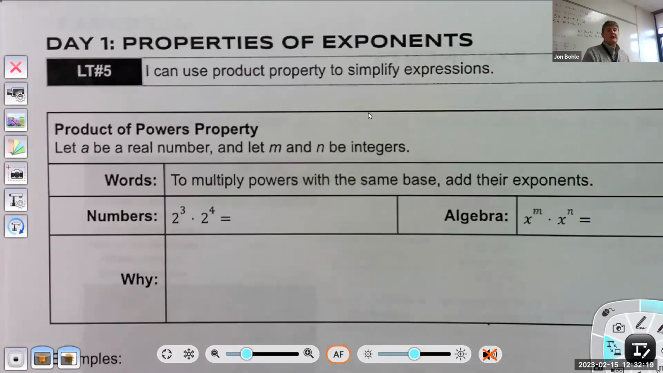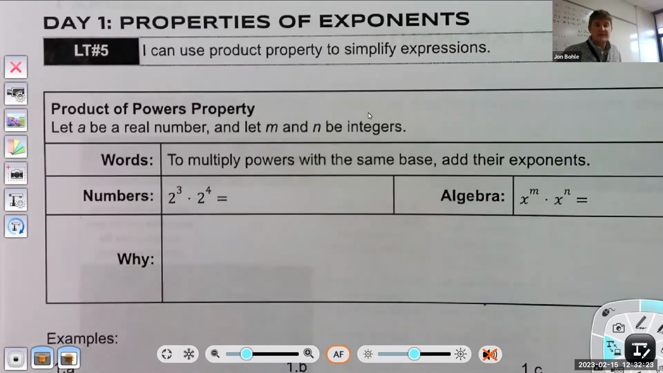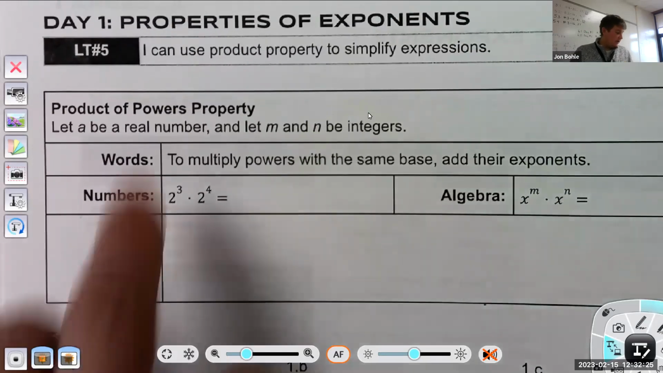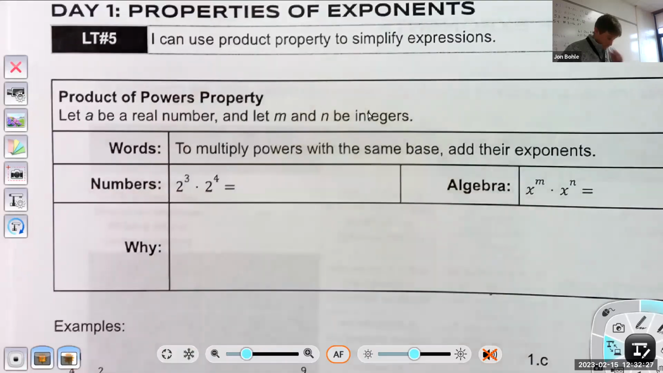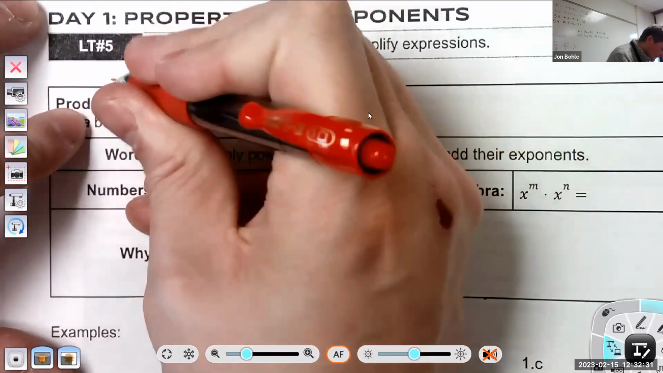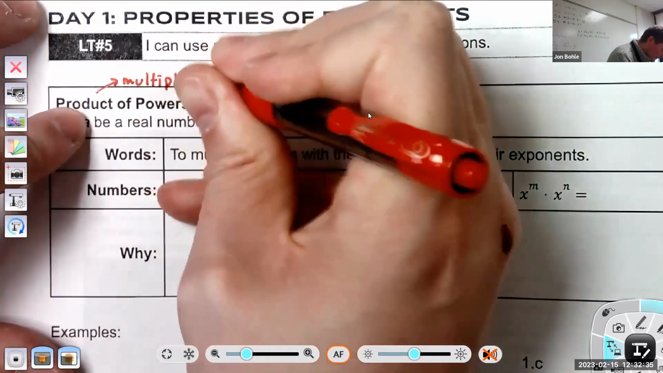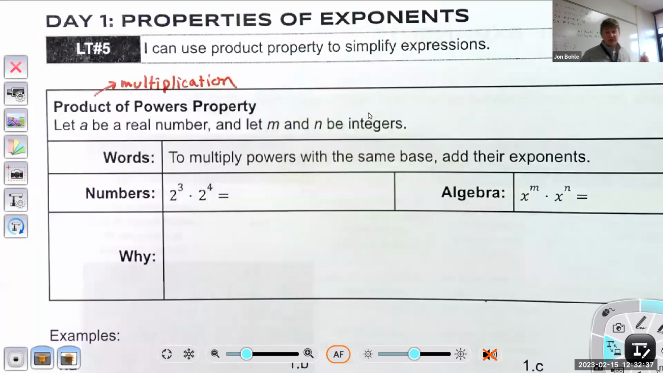Okay. So this section is going to be split amongst 3 different days. So we do have a lot to get through, but we'll get through them over the course of 3 different lessons and videos. Okay, first one is I can use the product property. Okay, it's important to know that product means multiplication. So this is your multiplication rule.